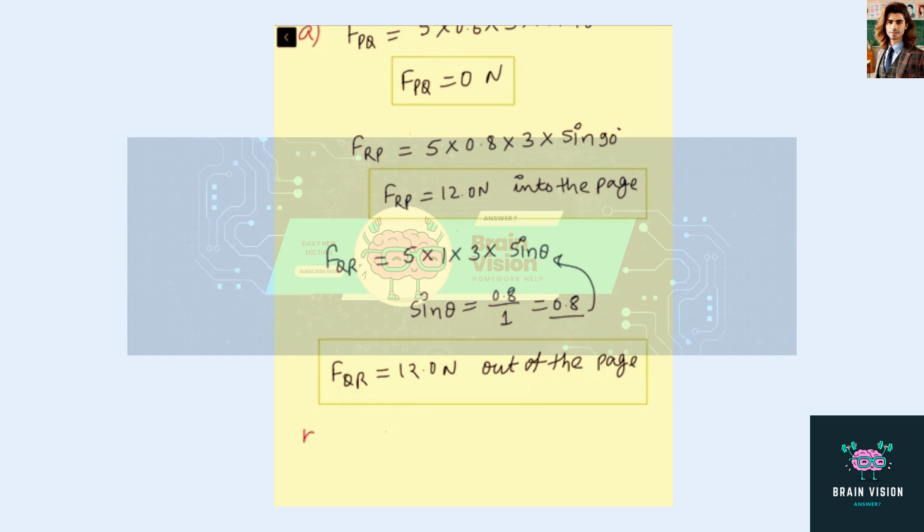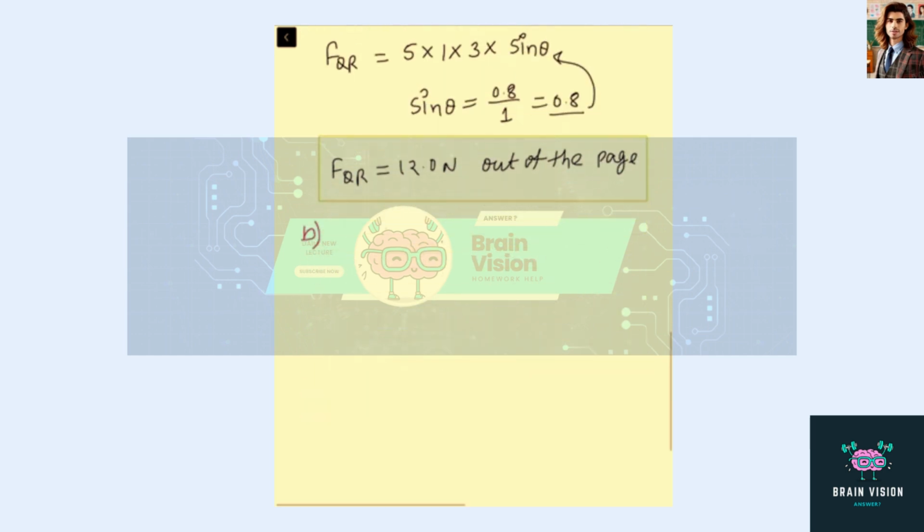Okay, now moving to part B, in which we have to calculate the net force on the triangular loop. So the net force will be equal to F_QR minus F_RP. As both forces are equal in magnitude, that is 12 Newton minus 12 Newton, the net force comes out to be equal to 0. So this is the answer for part B of this problem.